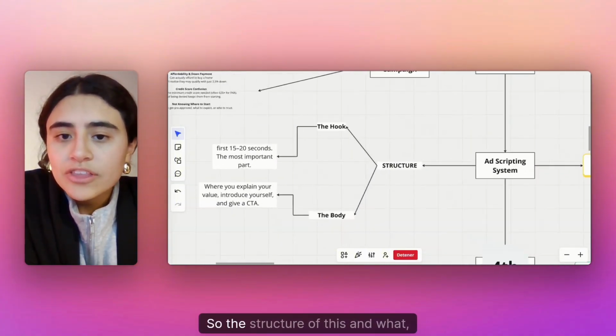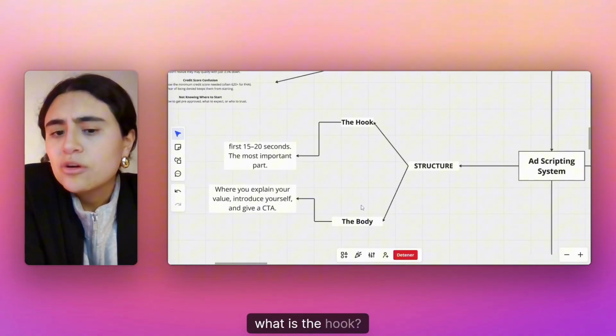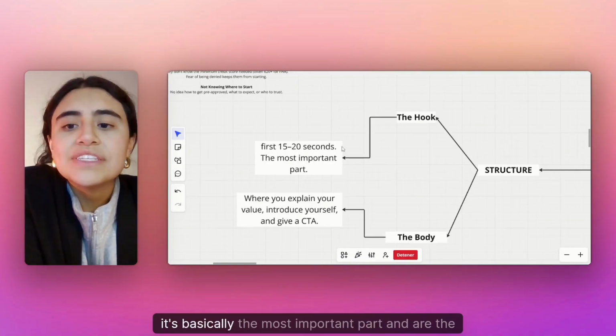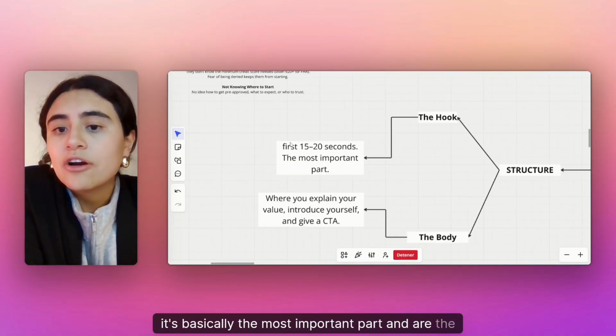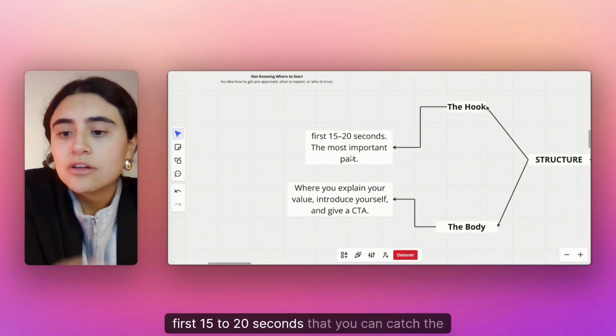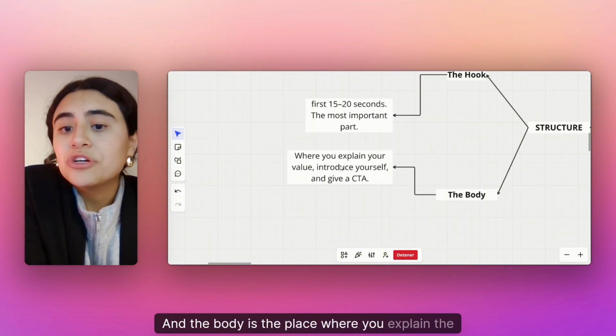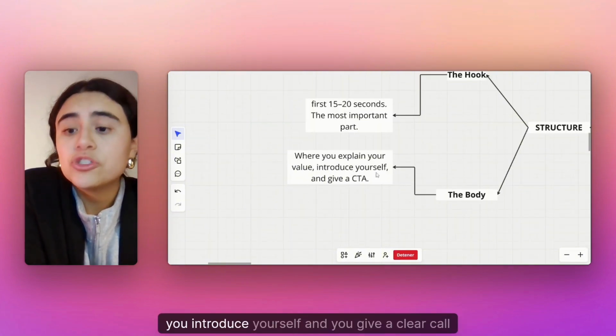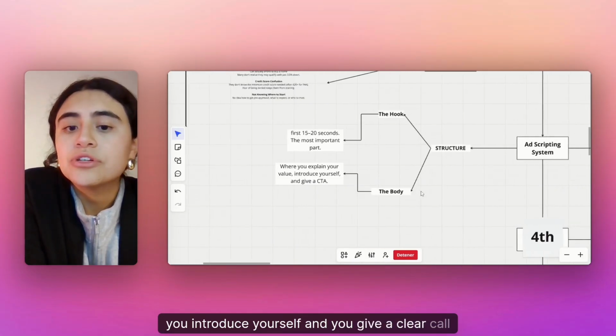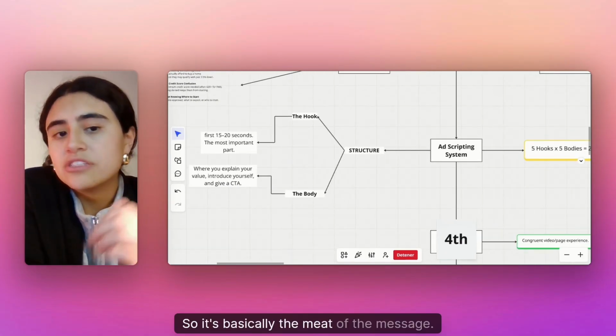So the structure of this, and what is the hook, what is the body. The hook is basically the most important part, and it's the first 15 to 20 seconds where you can catch the attention of the lead. And the body is where you explain the value, you introduce yourself, and you give a clear call to action. So it's basically the meat of the message.